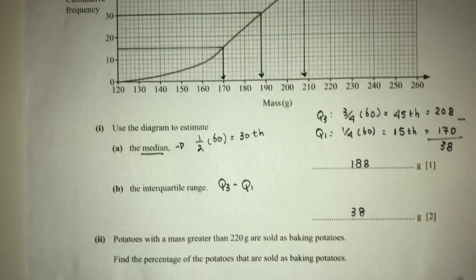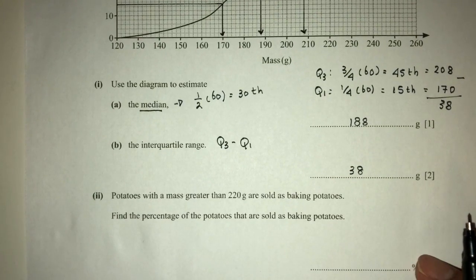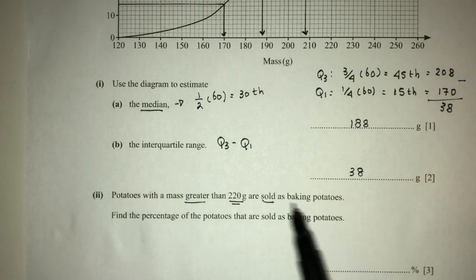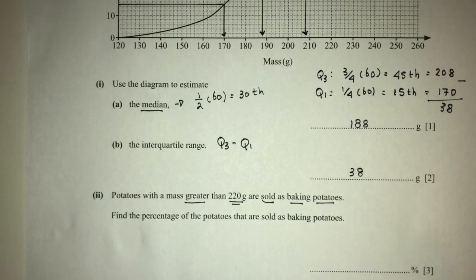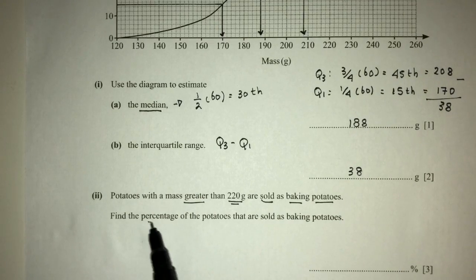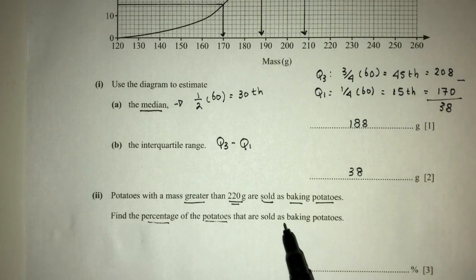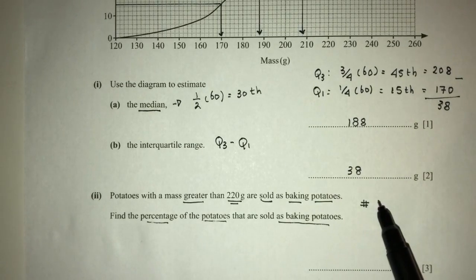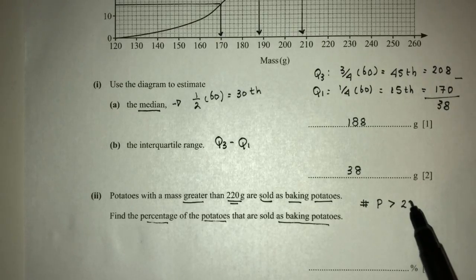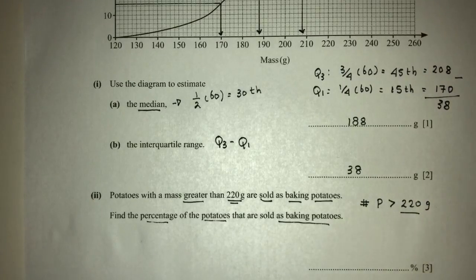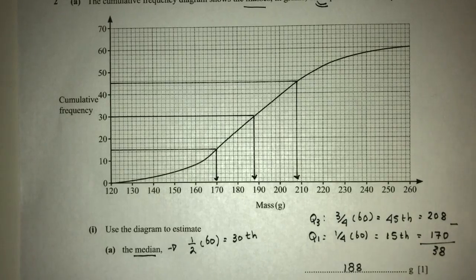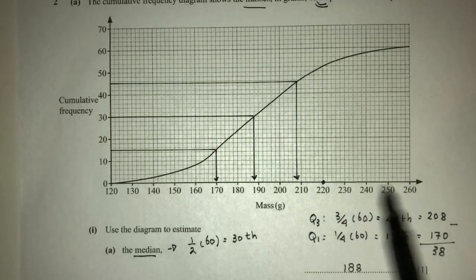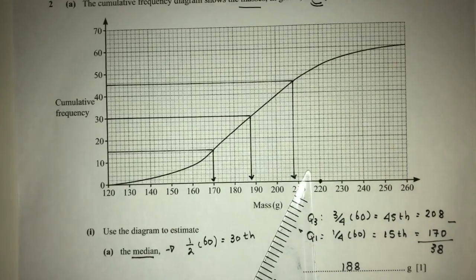Now, what's next? So part 2, the potatoes with mass more than 220 are sold as baking potatoes. So we have to find the percentage of the potatoes that are sold as baking potatoes. First, we have to find the number of potatoes which is more than 220 grams. That's the first step. So go back to the graph. This is the mass of 220. More than 220 will be this way, right? So let's first make a mark here.